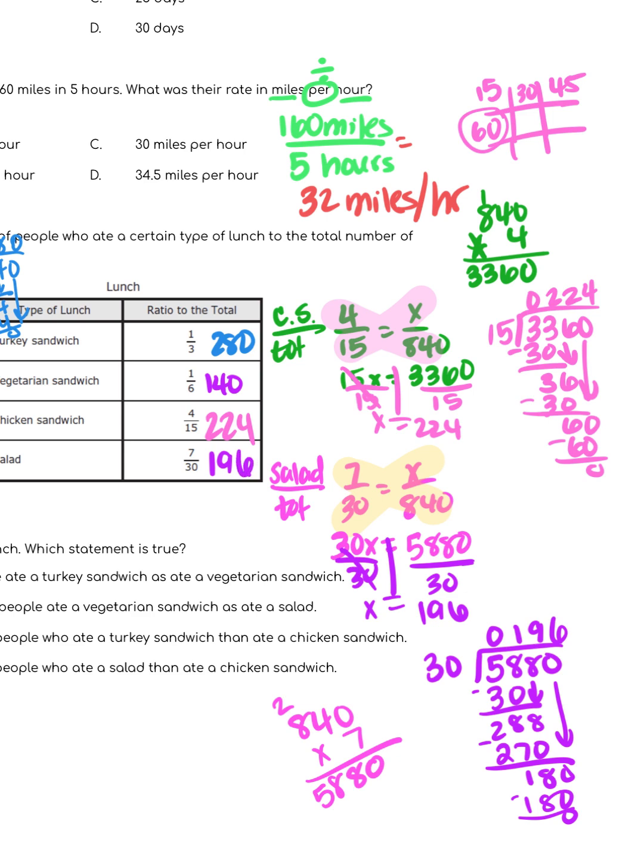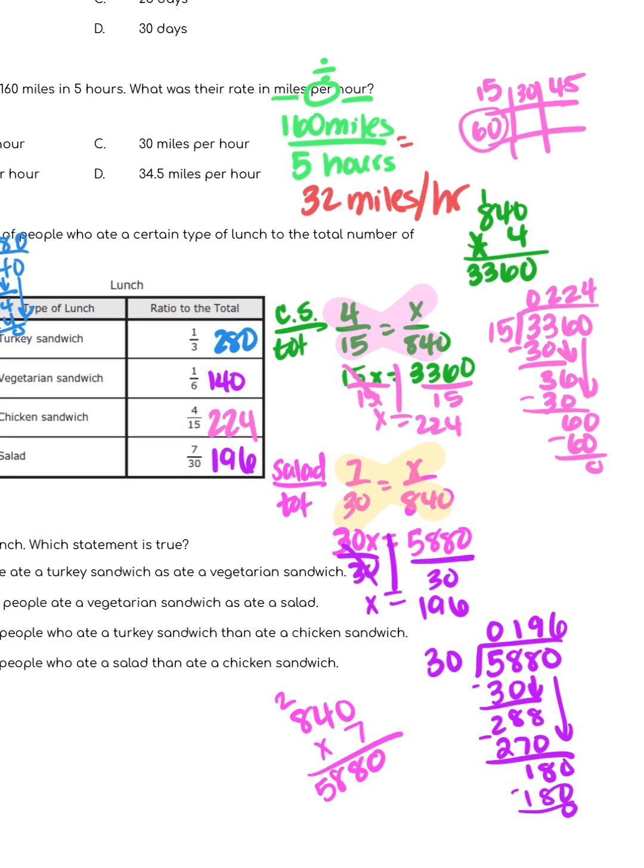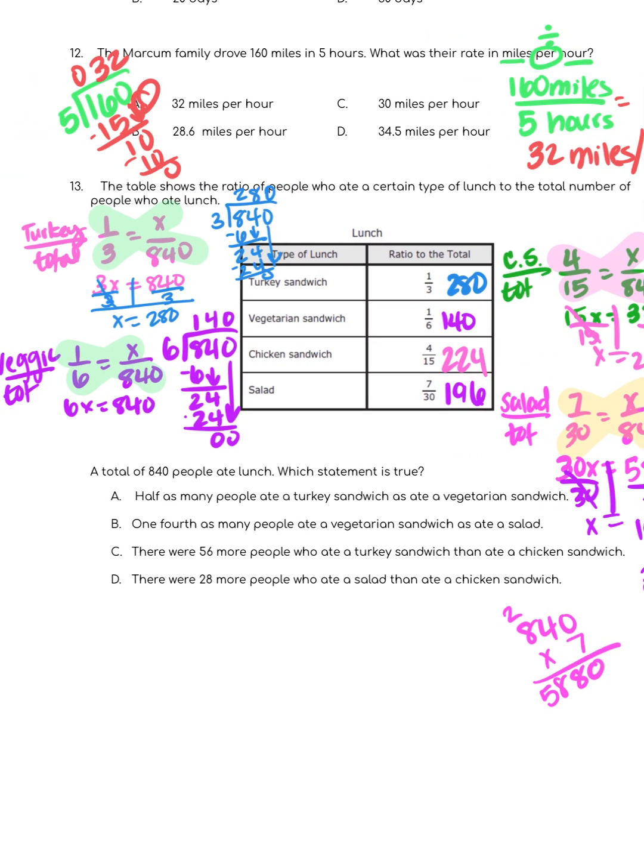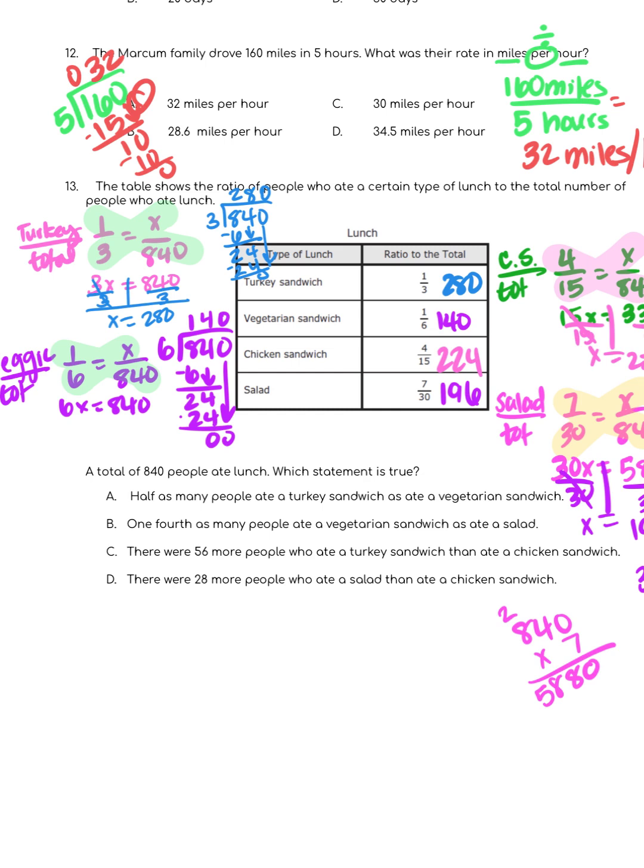I know, that was a lot of work, and we're not even done. So now I'm going to go back to this and see what I have here. It says turkey sandwich. I'm just going to plug in the numbers I had for all of these different things. So 280, and then chicken sandwich was 224. Salad was 196.